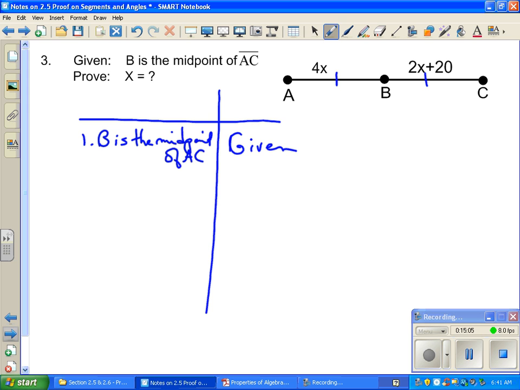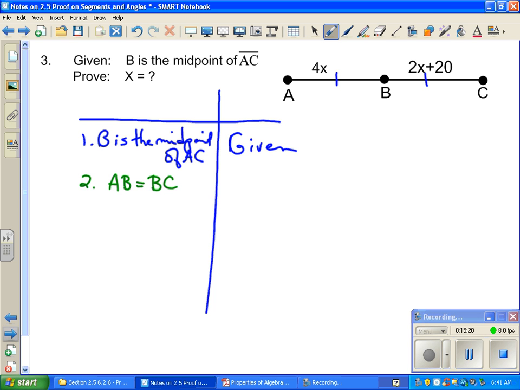Then, after we state our given, whatever that given is telling us, it usually helps us to find something about an equation. We know that if B's in the middle, those two pieces are equal. So AB is equal to BC.